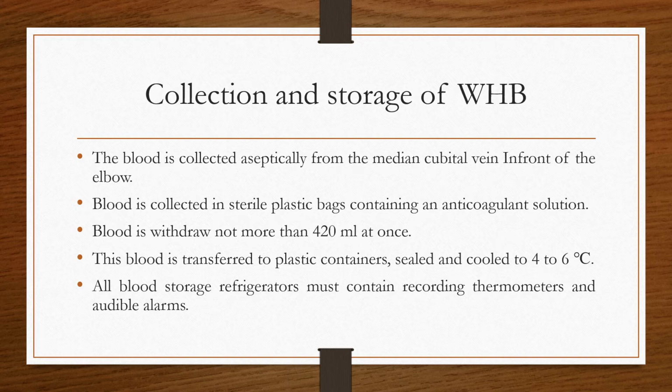Blood is withdrawn, not more than 420 ml at once, and this blood is transferred to a plastic container which is sealed and cooled to 4 to 6 degrees Celsius in a refrigerator. All blood storage refrigerators must contain recording thermometers and audible alarms. Now see some general considerations of blood storage.